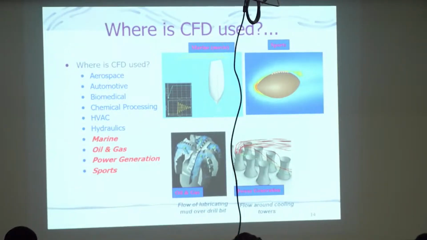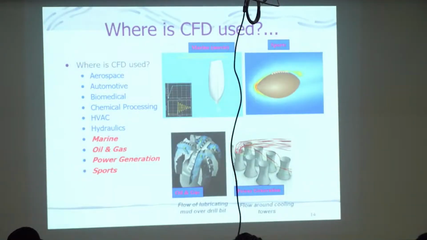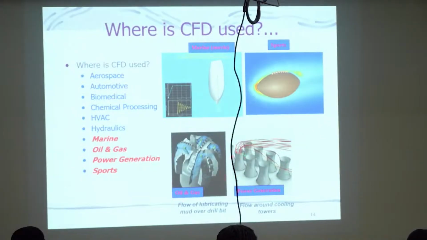In the oil and gas industry, we look at this drill bit. Can we characterize the flow of lubrication mud over the drill bit? We can use CFD to do that. In power generation, where you are also releasing a lot of heat from the cooling tower flows to the environment, how does the release impact the environment in the vicinity? You can use CFD to analyze that.